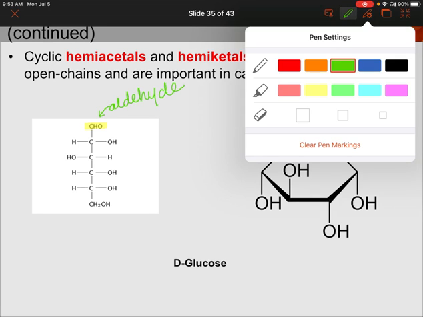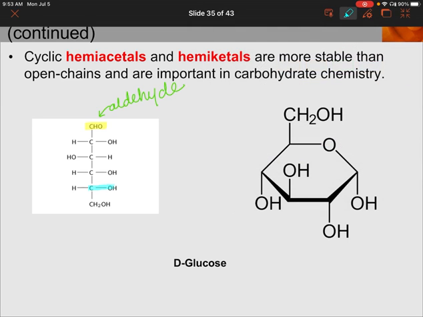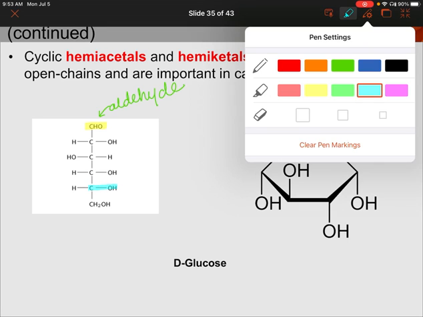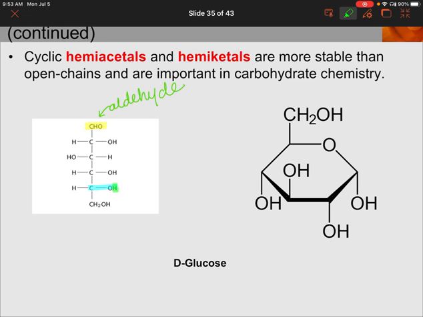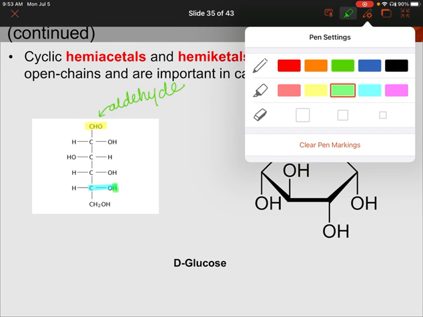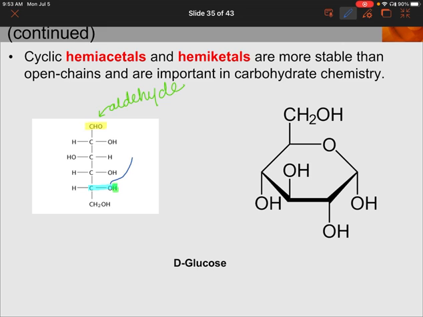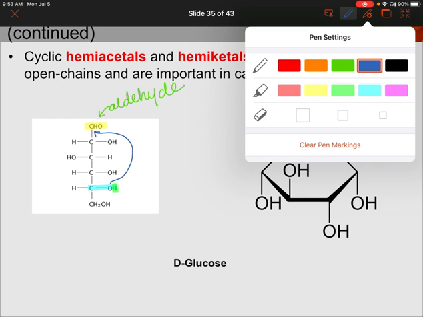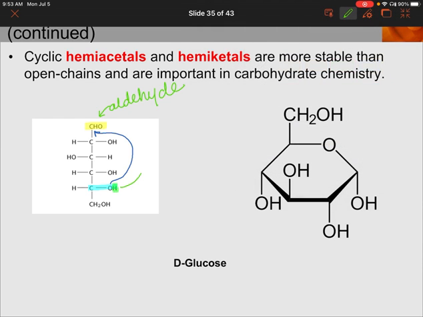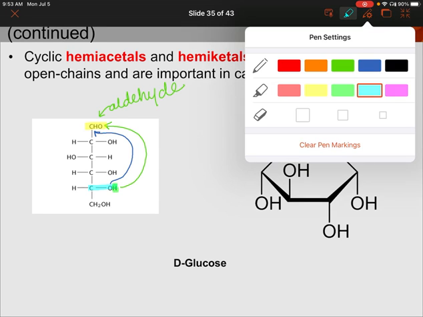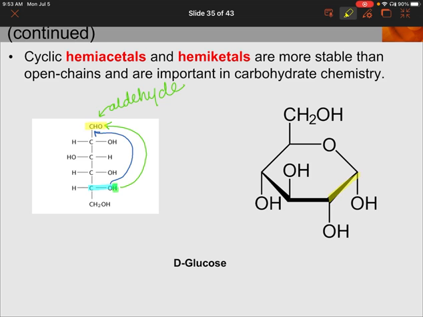And then we actually have that alcohol that's going to bond with the CHO group at the top. So the O, the oxygen, is going to attack that carbon at the top. The hydrogen is going to attack the oxygen. So then we end up with our, oh, let me actually highlight the part that stays the same.